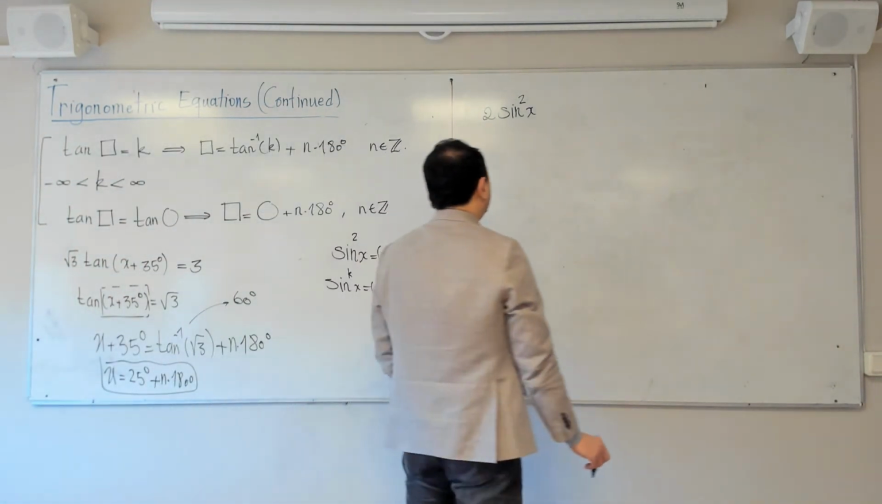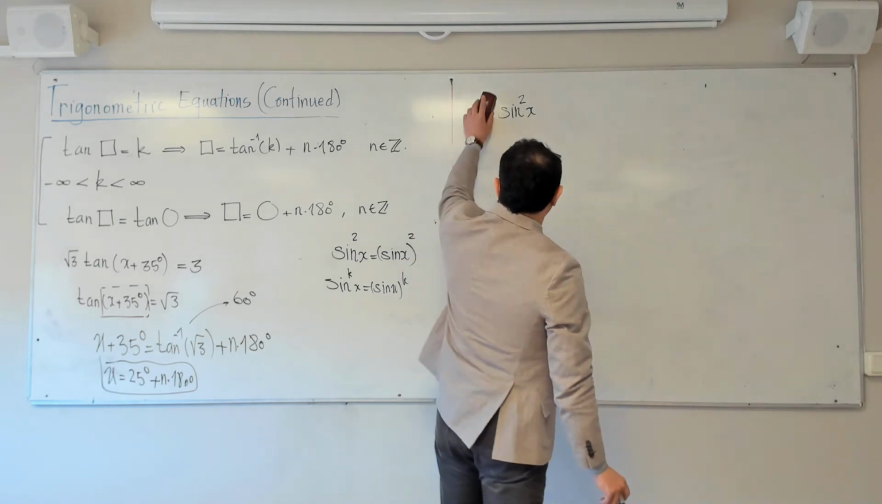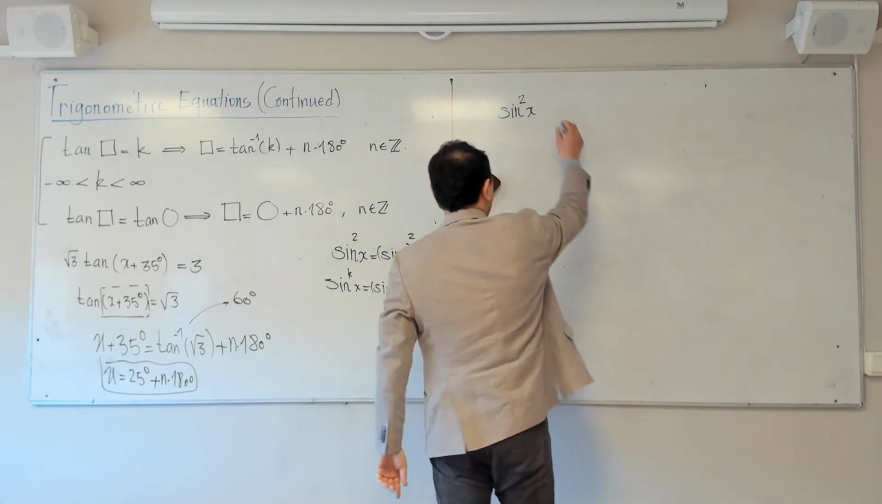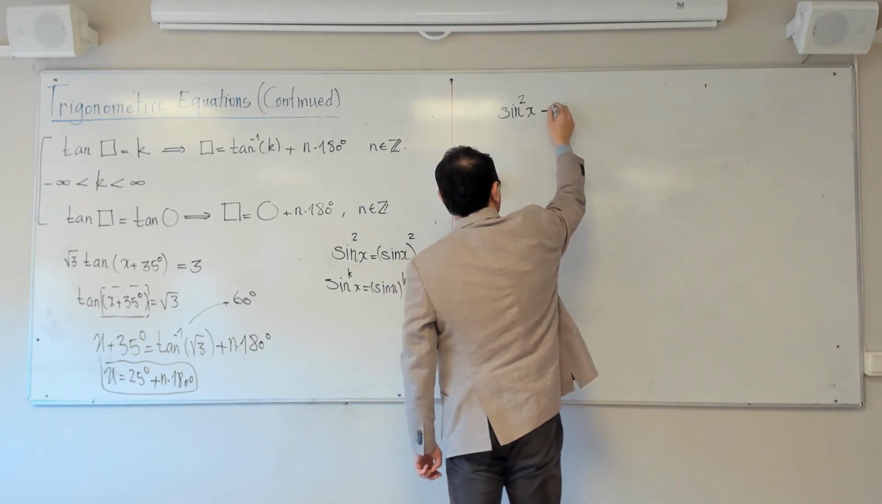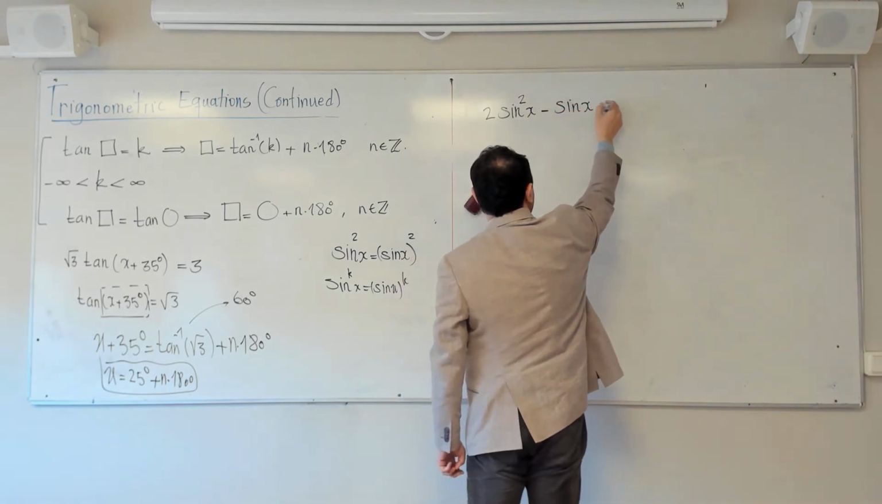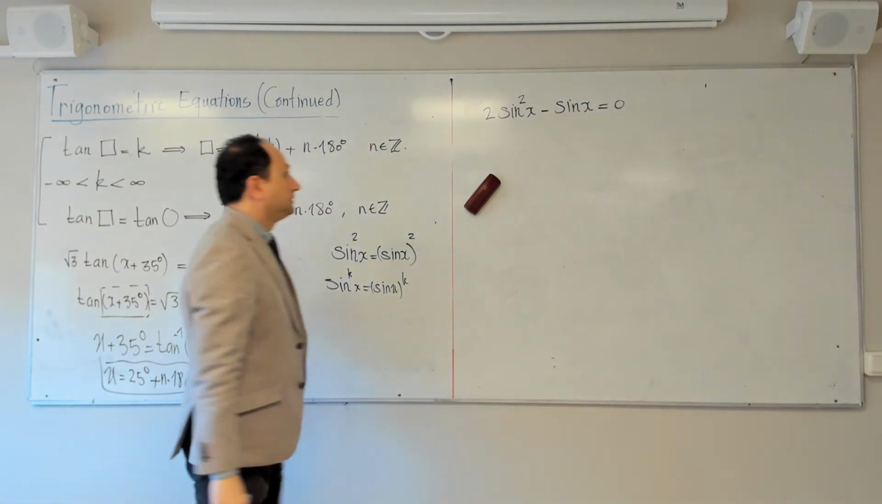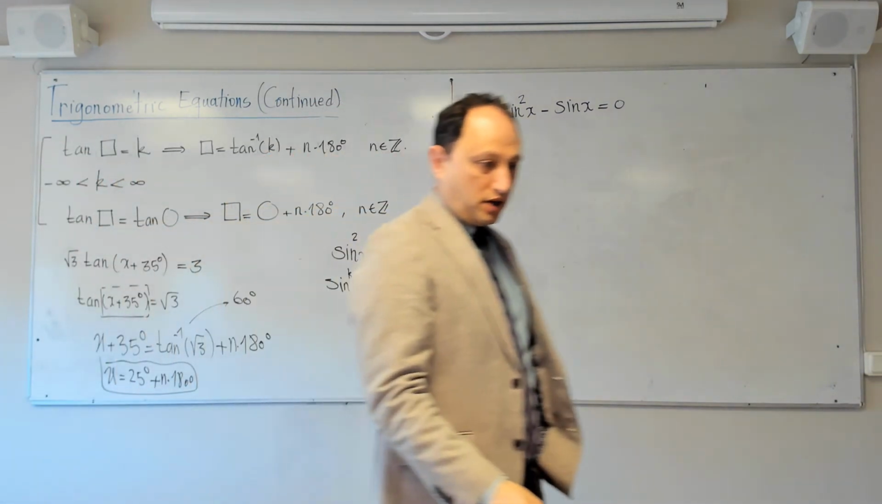And then let me see what I'm supposed to do. Might be it's better to write it. So I need to write something that you can solve. Yeah, let me make 2 sine squared x, and then let me make minus sine x, and let me put it equal to 0. Okay, so I paused the video. I want to wait for you a little bit to see how you can solve this problem.